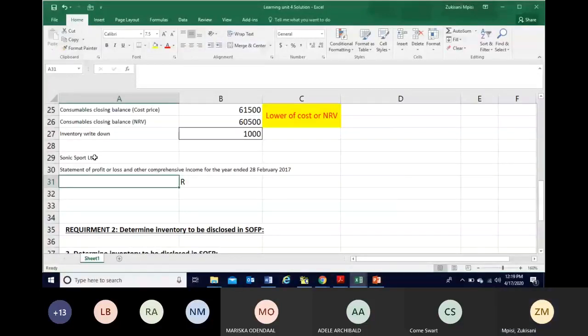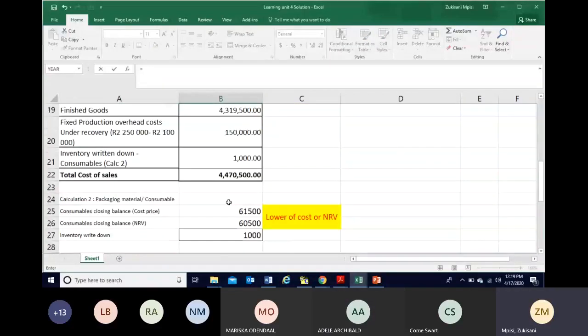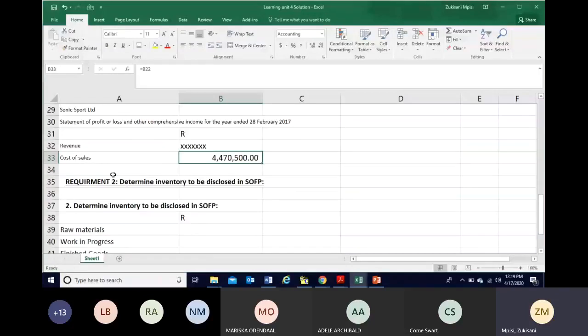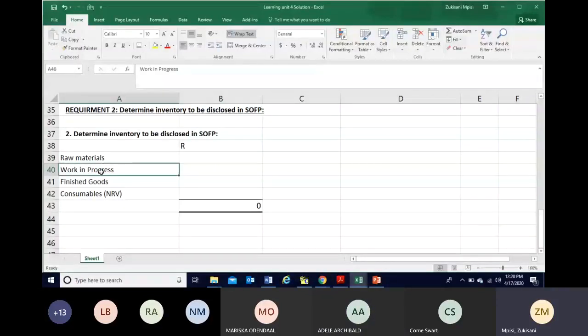Then you've got the revenue. Then you would have here cost of sales. This cost of sales here would be this amount here that you received of 4,470,500. So this is how much your cost of sales would be, 4,470,500. So number two says determine inventory to be disclosed in the statement of financial position. So for us to determine this, we have raw materials, we have work in progress, we have finished goods, we've got consumables.